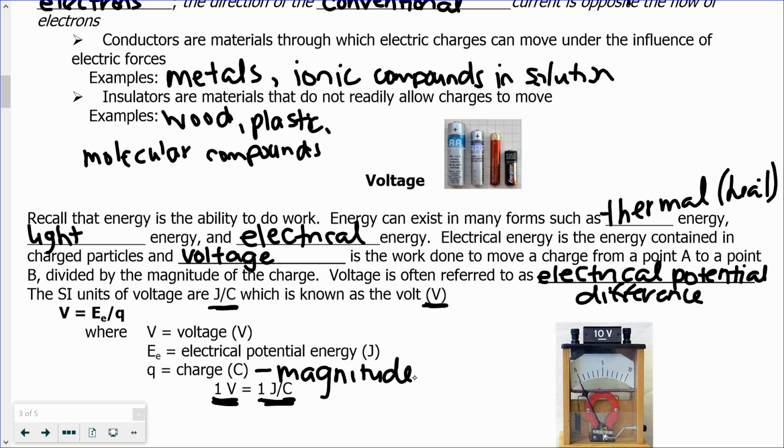So yeah, you've seen voltage ratings on different items. Something like a battery is a really good one. So batteries are the sources of voltage when we're talking about electric circuits. When we start to look at circuit board stuff, the voltage, the electrical potential difference, is supplied by the battery.